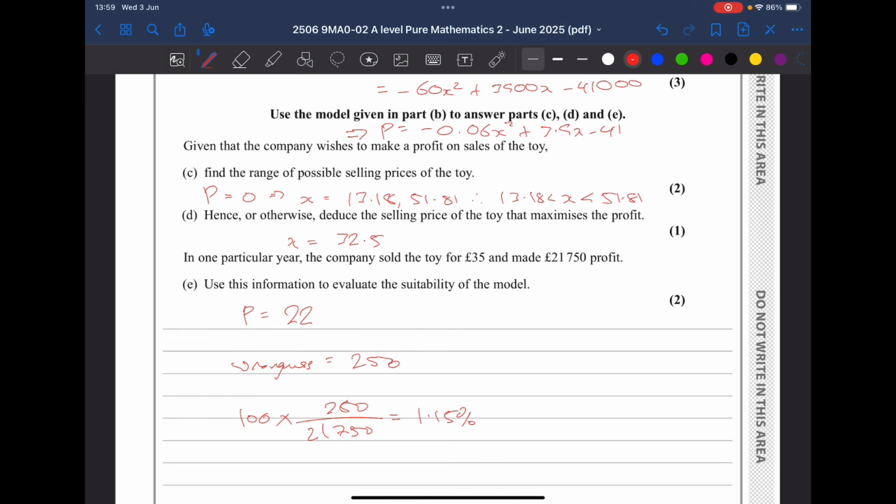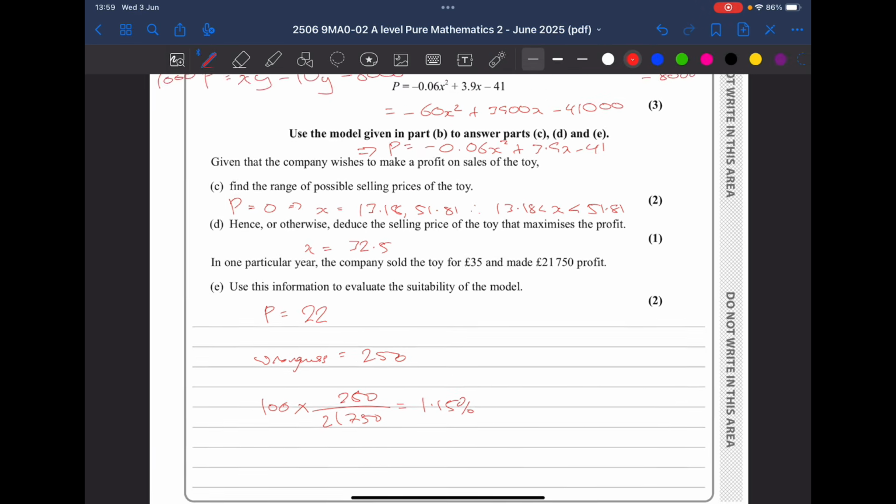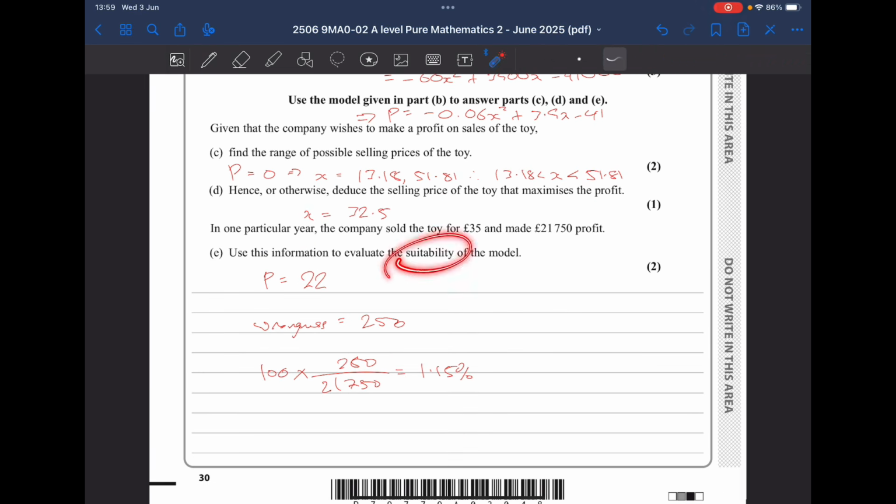That's a pretty good error. If I predicted anything between 1.1% accuracy, I'd be quite happy with that. So I'm going to say, yeah, suitable. Is that the word you used? Yeah. Is it suitable? I'd say yes. This is a low percentage error.